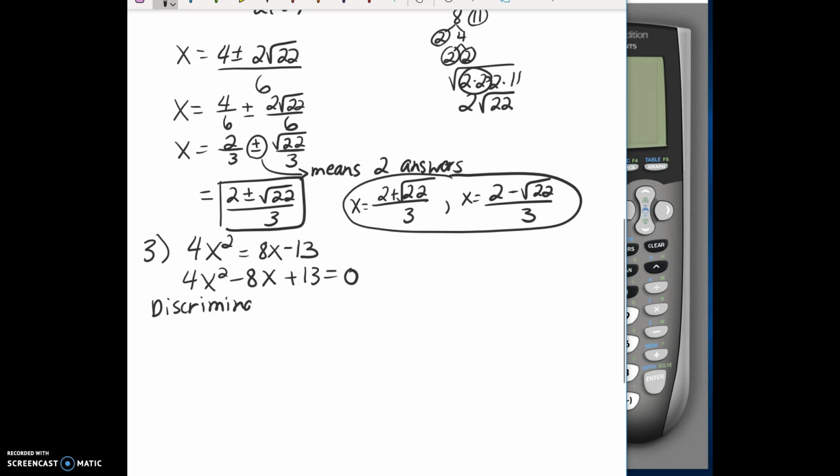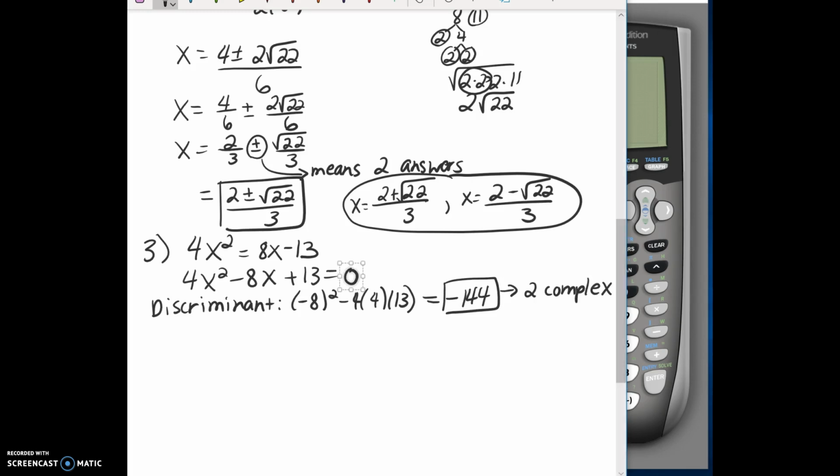Our discriminant is negative 8 squared minus 4 times 4 times 13. This is going to come out to be negative 144. Anytime you get a negative, it will be either two imaginary or complex solutions. So we should expect to see i in our final answer here.